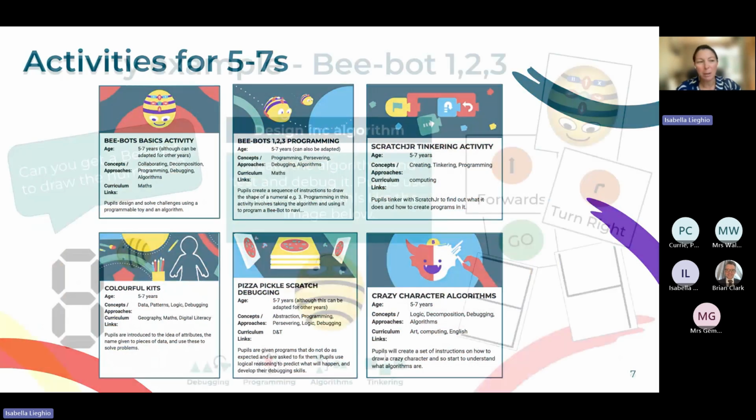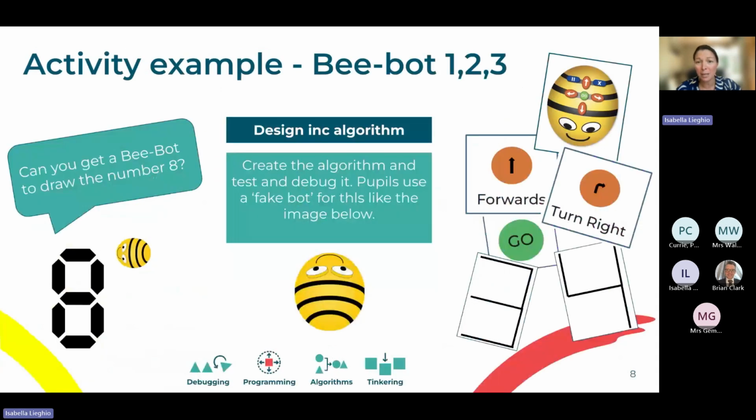But just so you know how they might look, this is a little snapshot of Bbot 123, which is an activity that I really like, designed for 5 to 7s, but I have used it with older children. And in this activity, the pupils write the algorithm that they're trying to draw, and they test it using a fake bot. So it's that little picture you can see there, but it's Bbot size. And so they test it to check their algorithm. They go back and debug it if they need to, and then they get their real Bbot, if you have those available, and then run their algorithm.